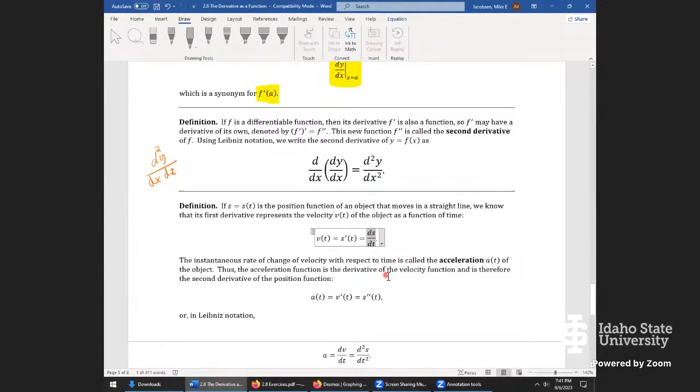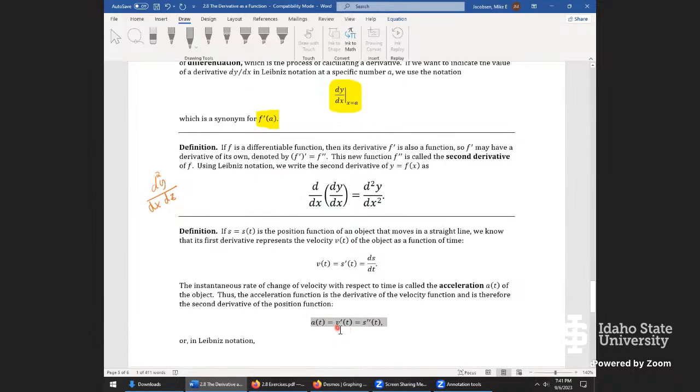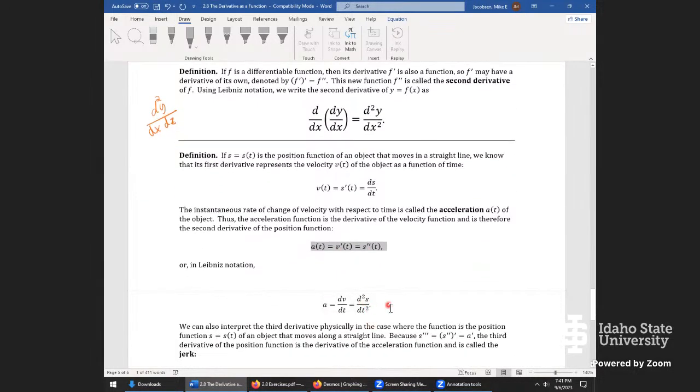We can go even further than that. This is what a second derivative would look like. The second derivative of position is now your acceleration. We write it as v prime of t, or we could say it's s double prime of t. Or if we're feeling really fancy, we could write it this way. Acceleration is the derivative of velocity with respect to time, dv dt, or it's this, the second derivative of position with respect to time both times.